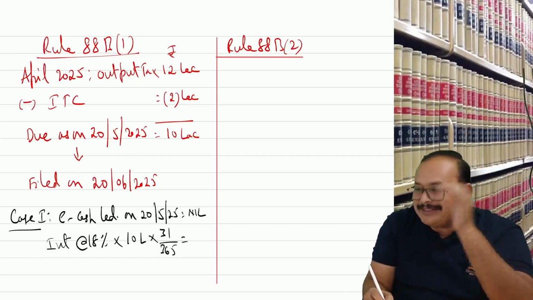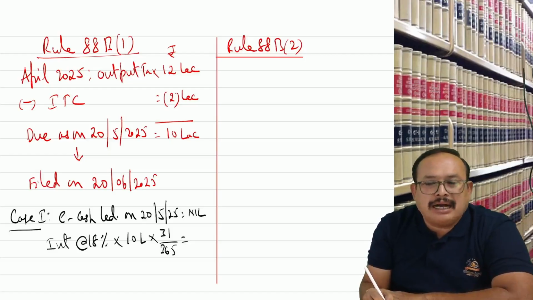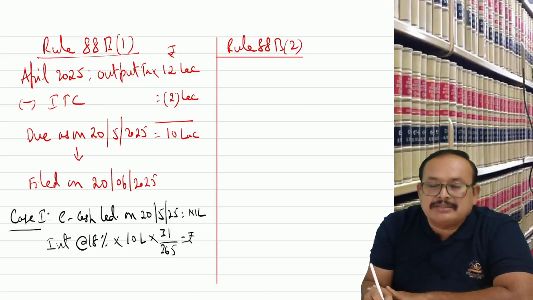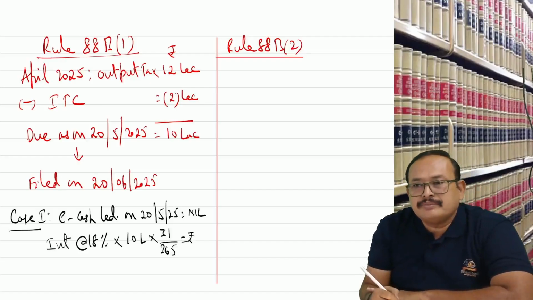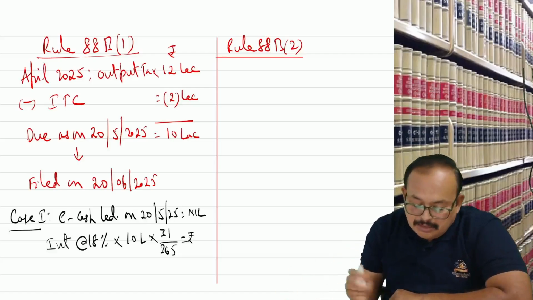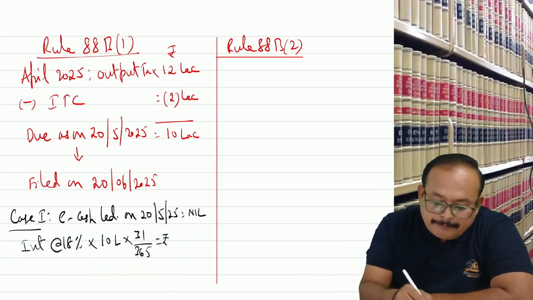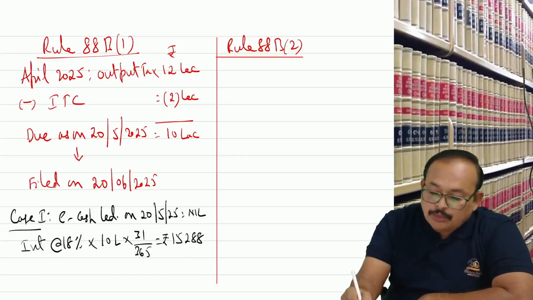Keep clear, Raja. On 10 lakhs, 18% interest, 31 days. How much? 15,288. 15,288 is clear.